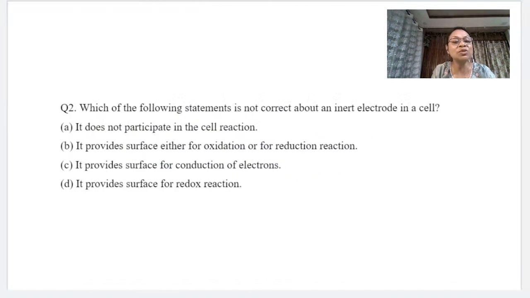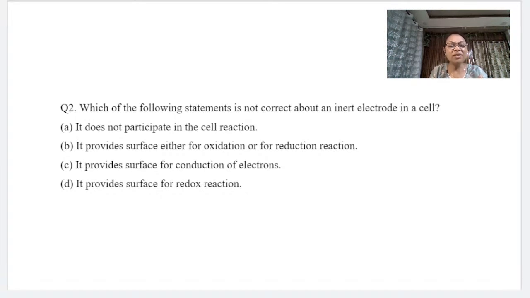So let's go to the next one. Which of the following statements is not correct about an inert electrode in a cell? I hope you know what is an inert electrode. That means an electrode which does not participate, it's not involved in that reaction at all. It's an inert electrode like platinum, palladium, nickel, etc. So let's see, not correct. Take a minute, read all the options.